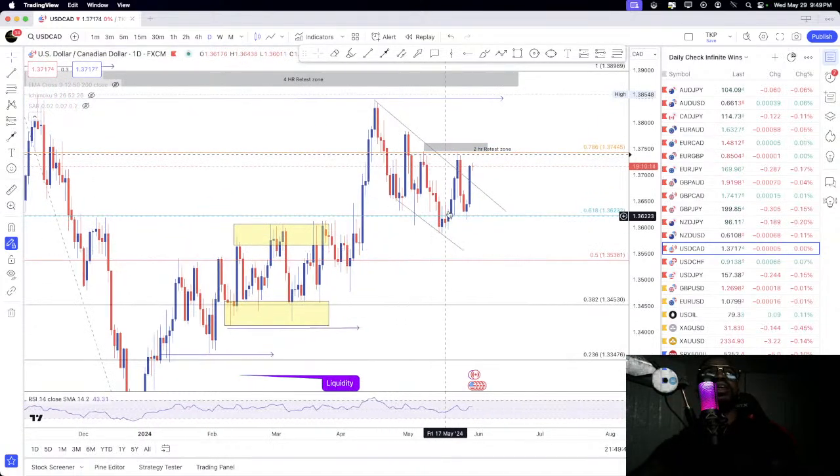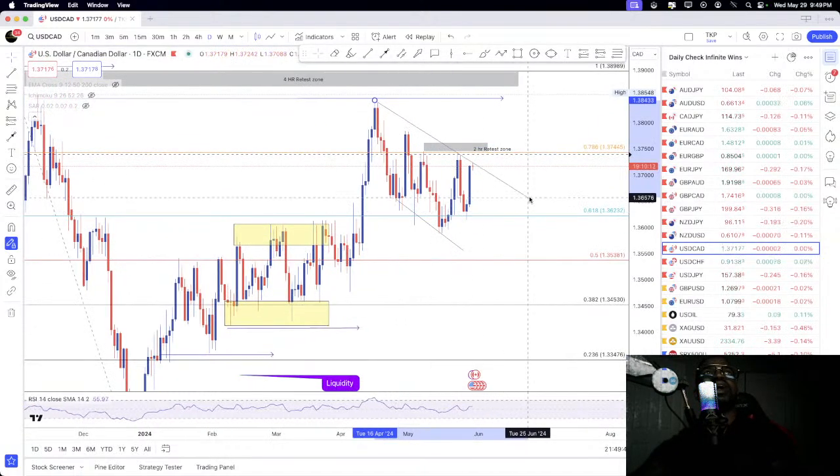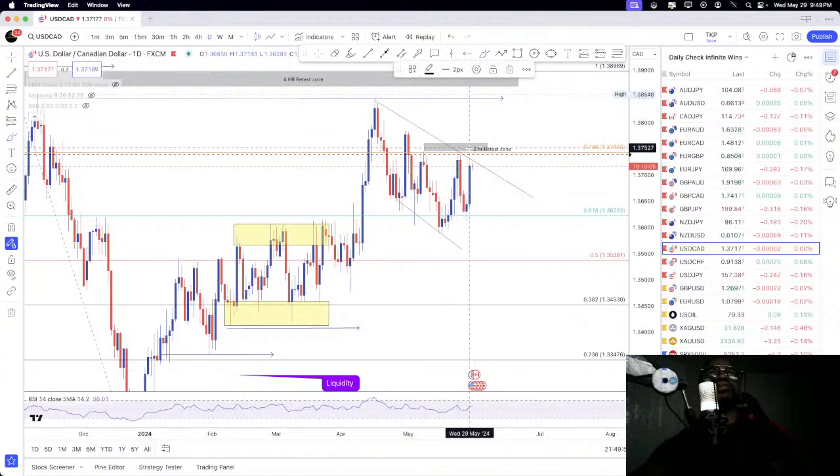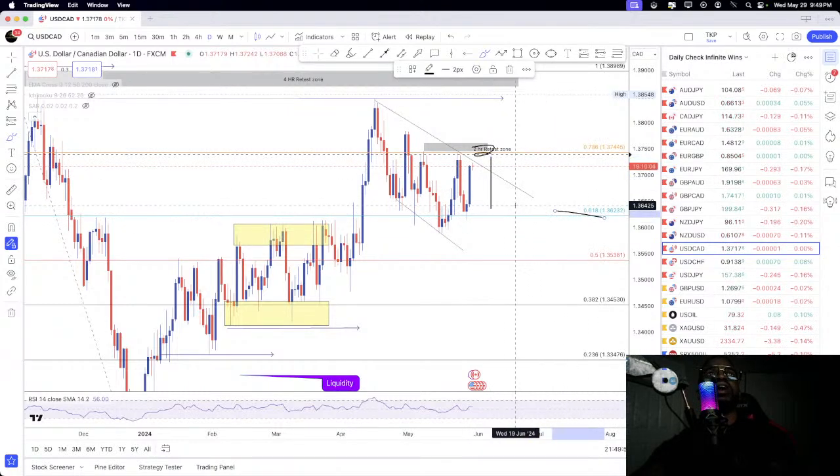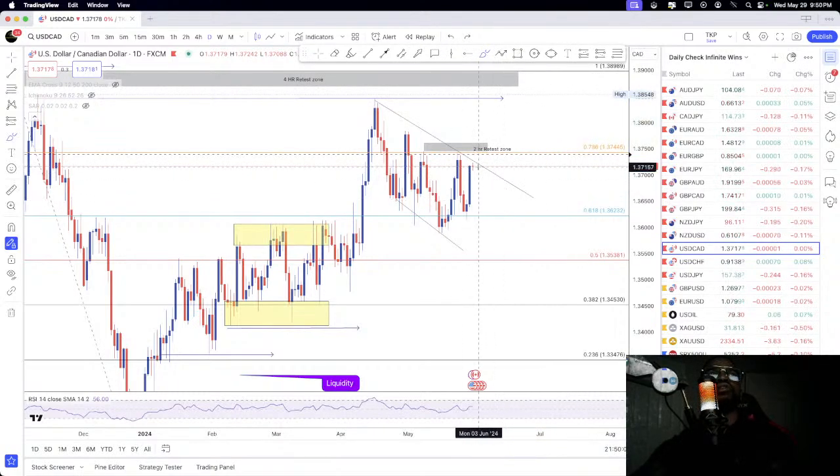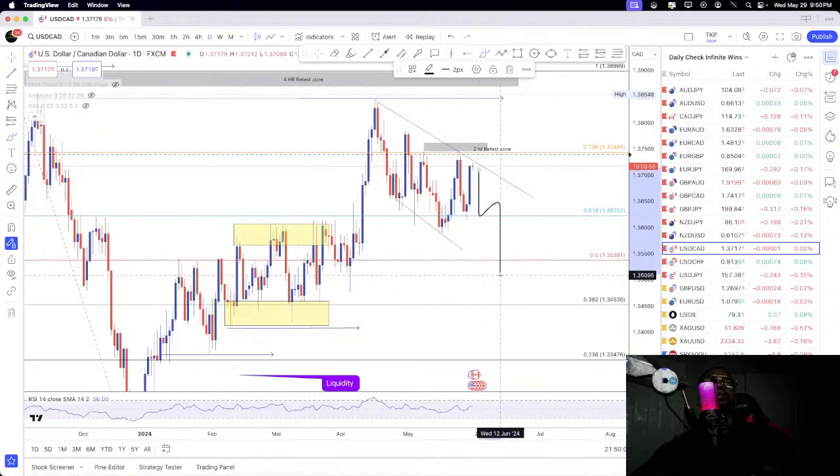All right, so again, let's see what we got here. We are going to see another rejection right here at the 786 and a retest of the 618 before we break above those highs and break structure. Or we'll see a continuation in this downtrend.